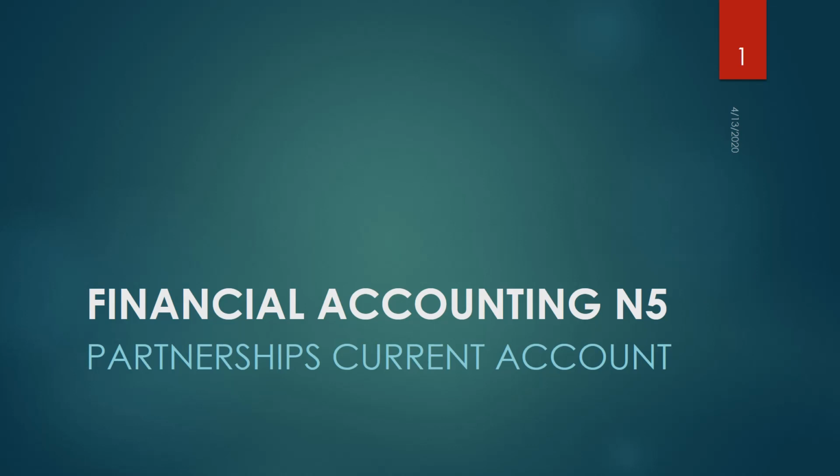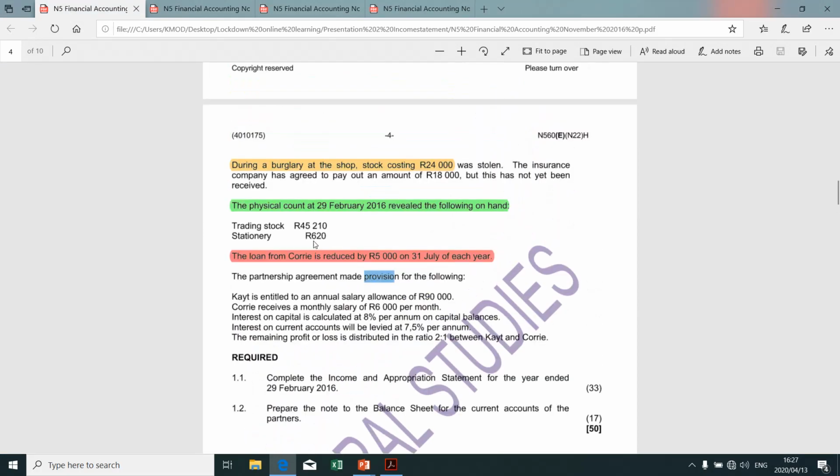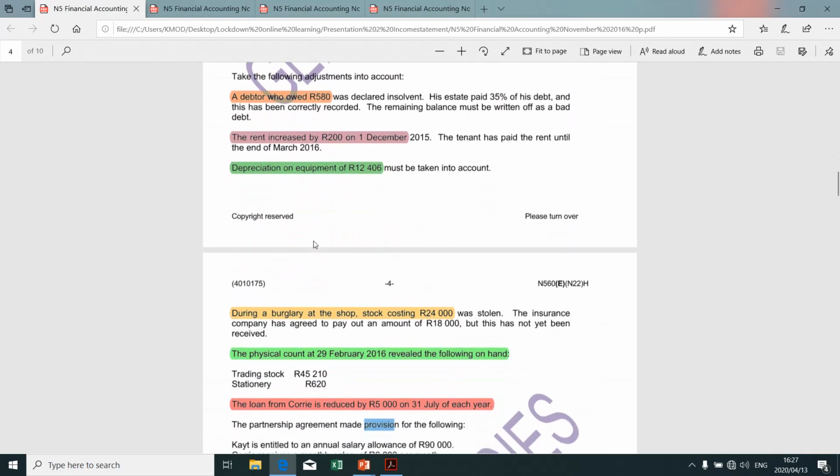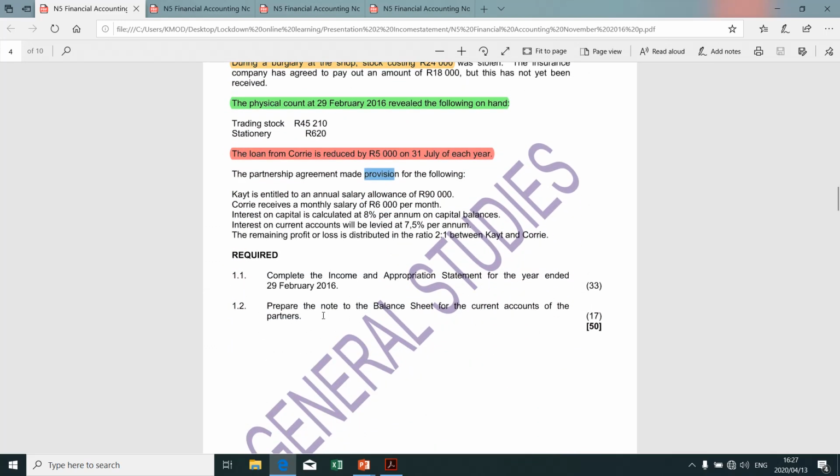In this presentation, I'd like to focus on partnerships and tackle the current account. I'd like us to look at the question paper which was written on 22nd of November 2016. In question 1, requirement 1.2 to be specific, candidates were required to prepare the note to the balance sheet for the current accounts of the partners.